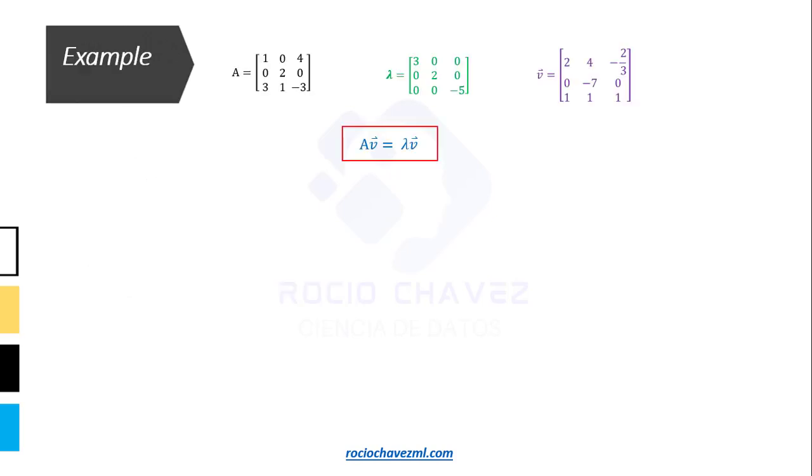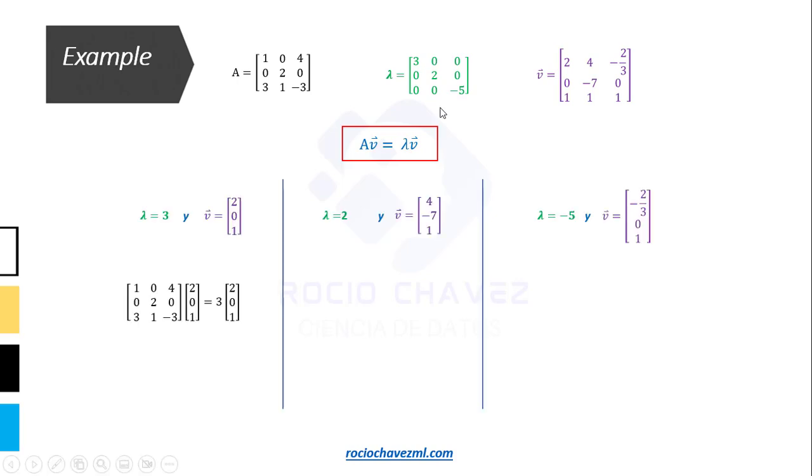I will present an example of how this equation works. Once we know the eigenvalues and eigenvectors, we will multiply the original matrix by the first eigenvector, which is the first column of the eigenvector matrix. On the other side of the equation, we will do the same with the first eigenvalue and the first eigenvector. And we will see that it yields the same result.